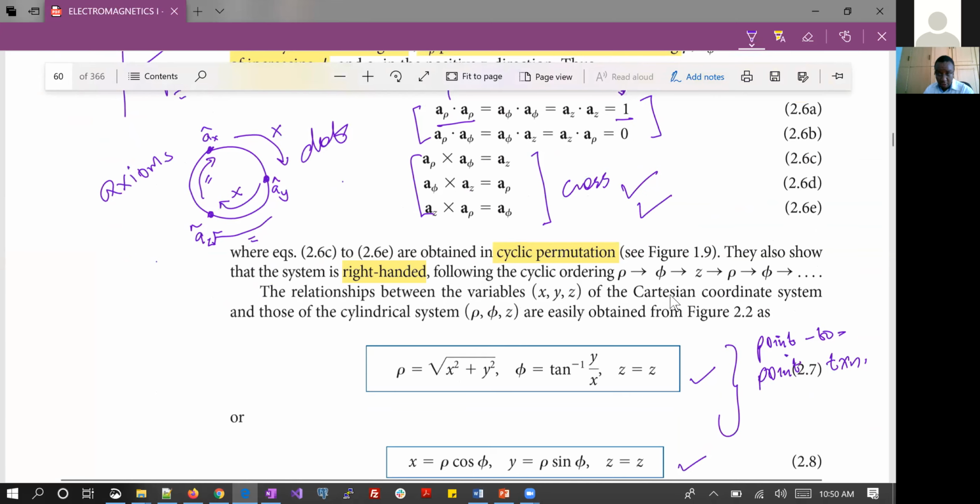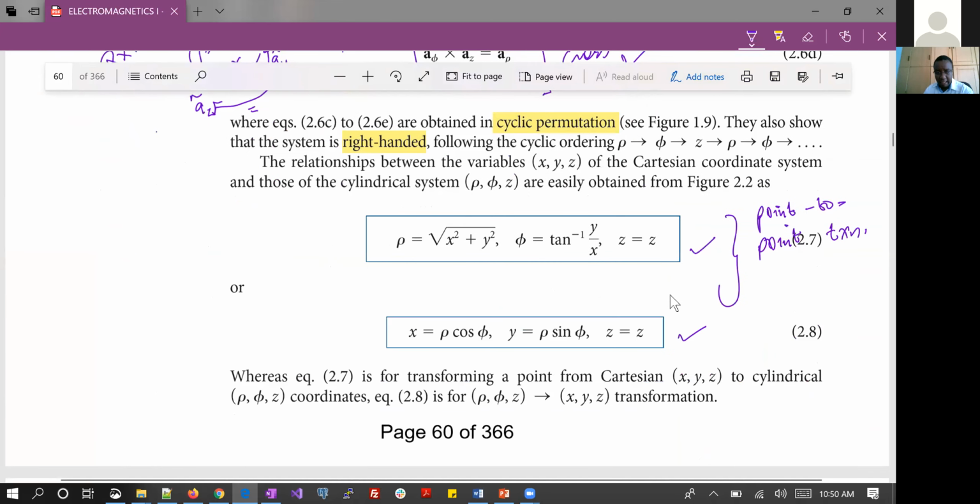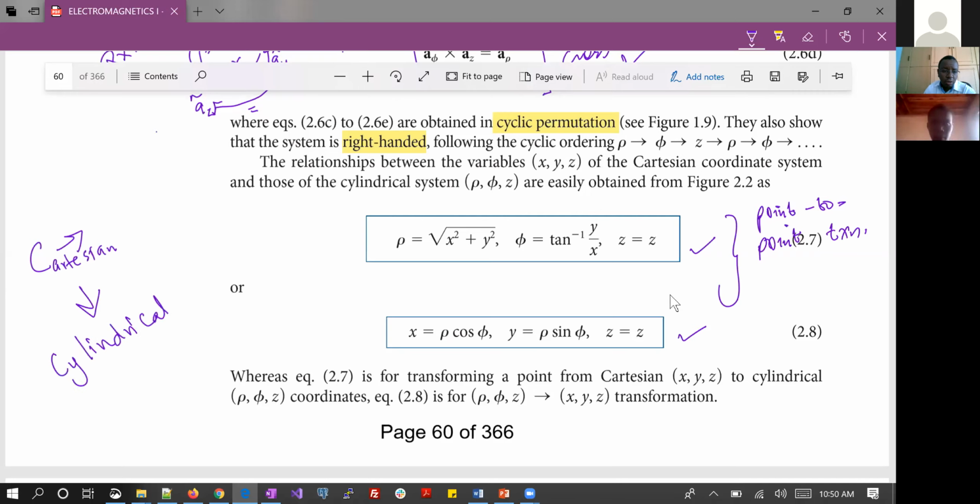All right. So something we should also now understand is that sometimes we might move from Cartesian to cylindrical, or you might move from cylindrical back to Cartesian. And that might be required when you're describing a point. Also, you might be describing a vector from cylindrical to Cartesian and Cartesian to cylindrical.